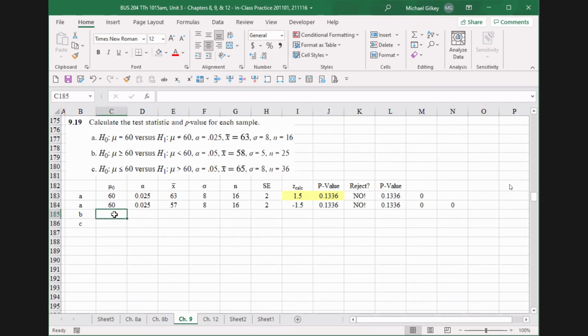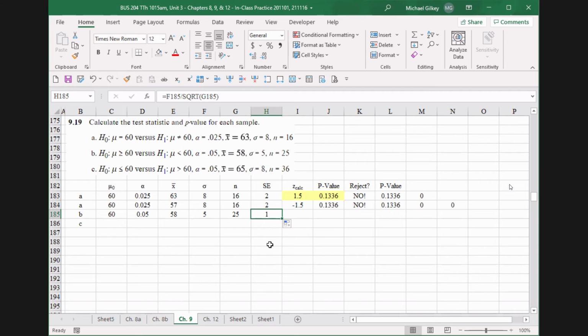Okay. So they give us the mean. I'm just going to type it in, right? 60. They give us the alpha. This alpha is 0.05. They give us our test statistic is 58. They give us our standard deviation is 5. And they give us our sample size is 25, which means without doing any calculator or Excel, what's my standard error going to be? 1. It's going to be 1. Right? Square root of 25 is 5. 5 divided by 5 is 1.